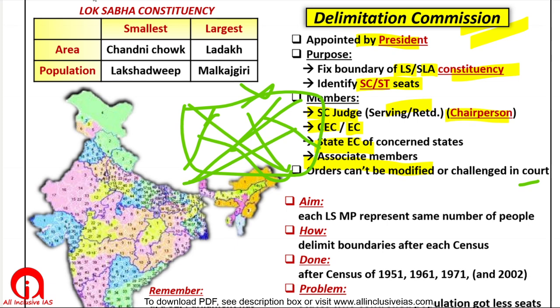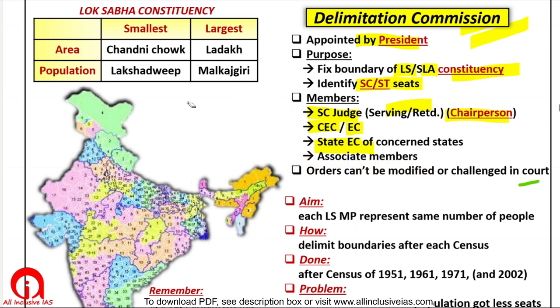Okay. Now, what is the logic? What is the purpose of the delimitation exercise? Simple, that everyone should get an equal vote. What we can say is that the voting power of each individual is the same to the extent possible. That is, each Lok Sabha MP, for example, should represent the same number of people.